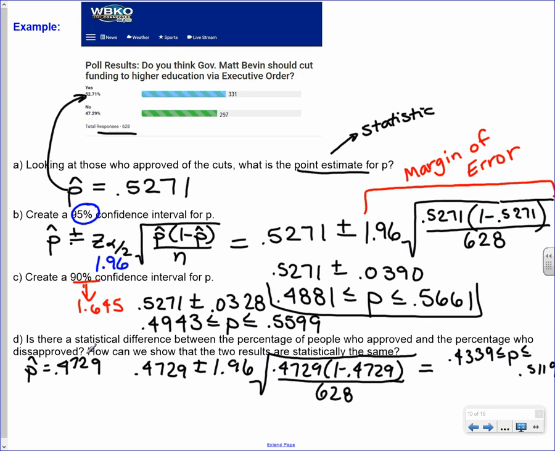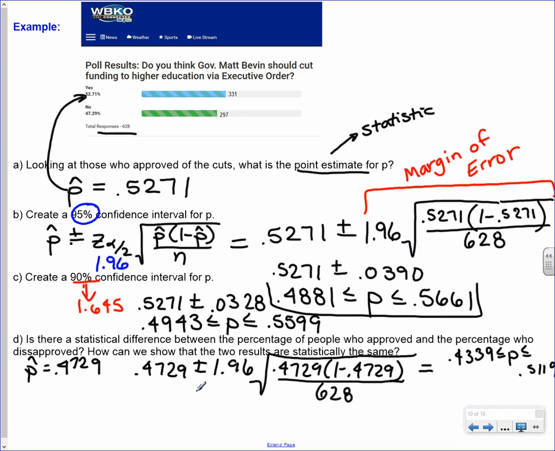Is there a statistical difference between the percentage of people who approved and the percentage who disapproved? How can we show that the two results are statistically the same? Because some people would look at this and say, oh, a lot more people are for this than against it, because about 53% are for it, only 47% are against it. Well, how could we show that those might be the same? That maybe the difference there is just due to sampling error. If we took another sample, we might see more people say no than say yes.